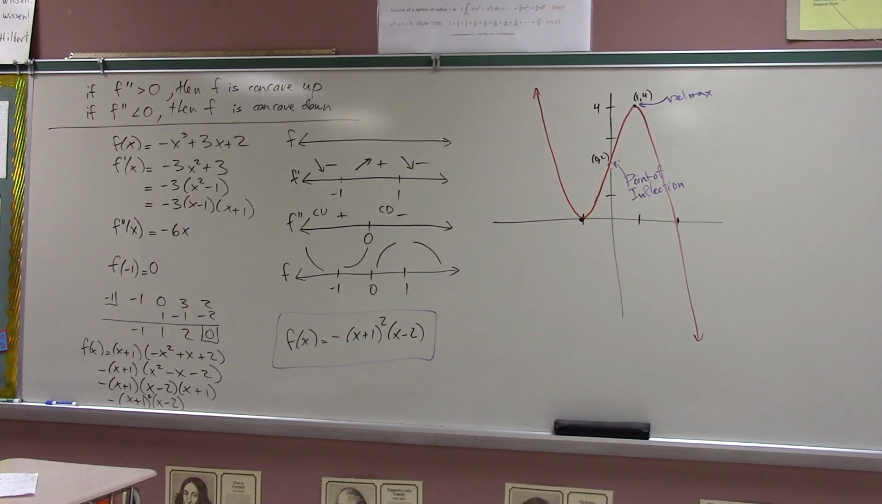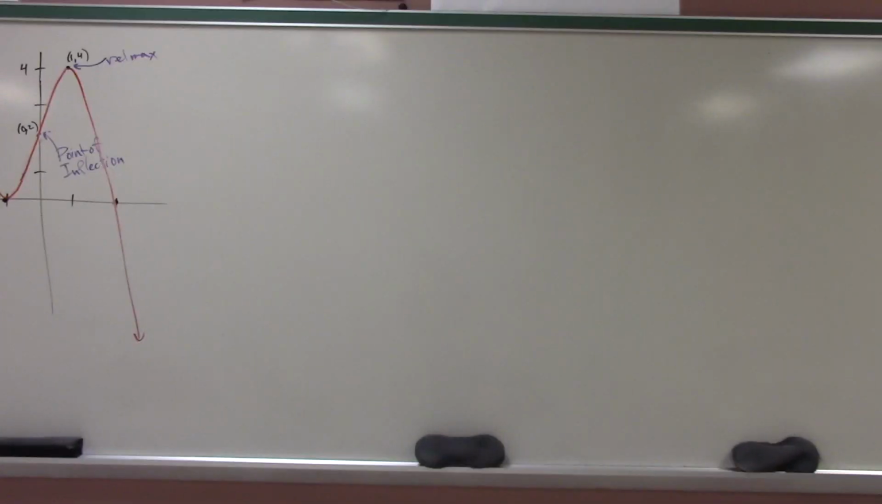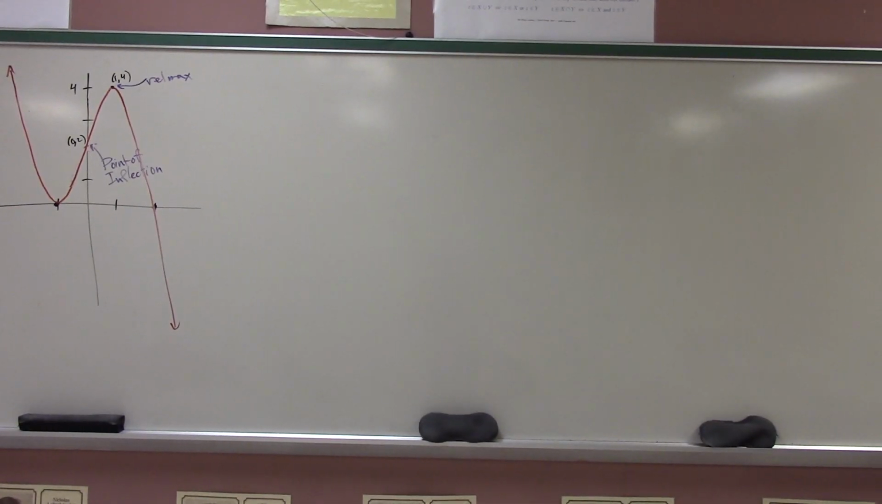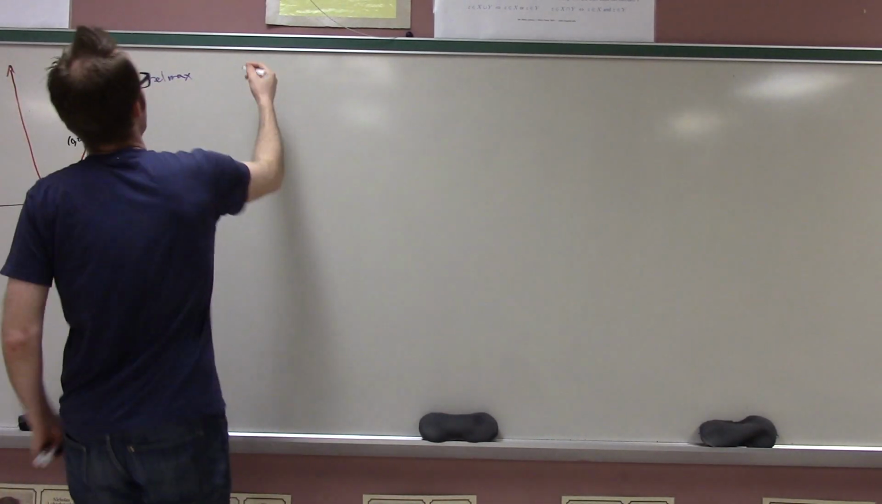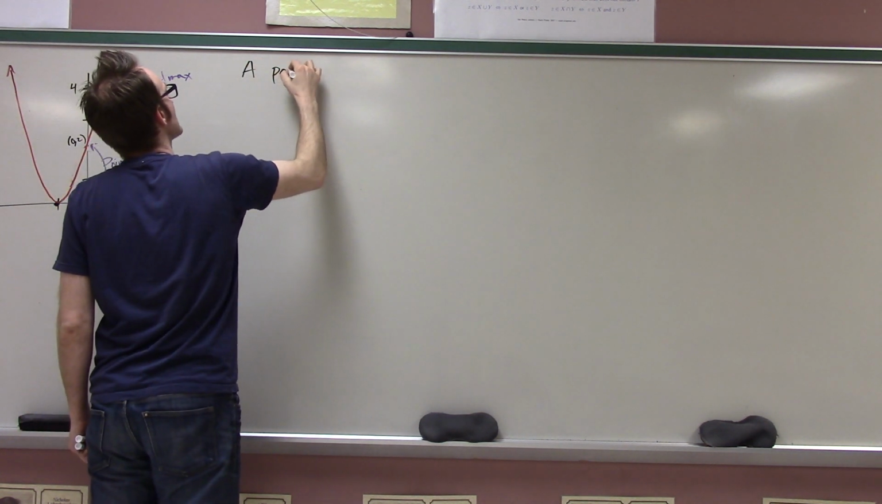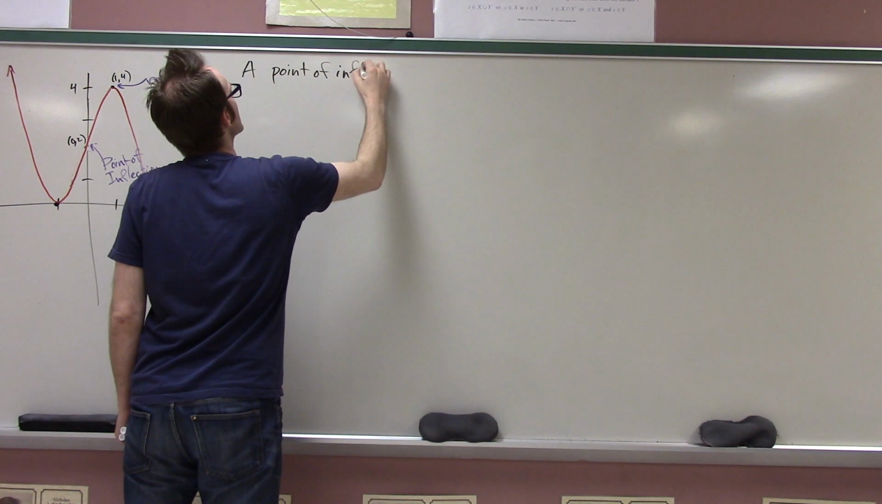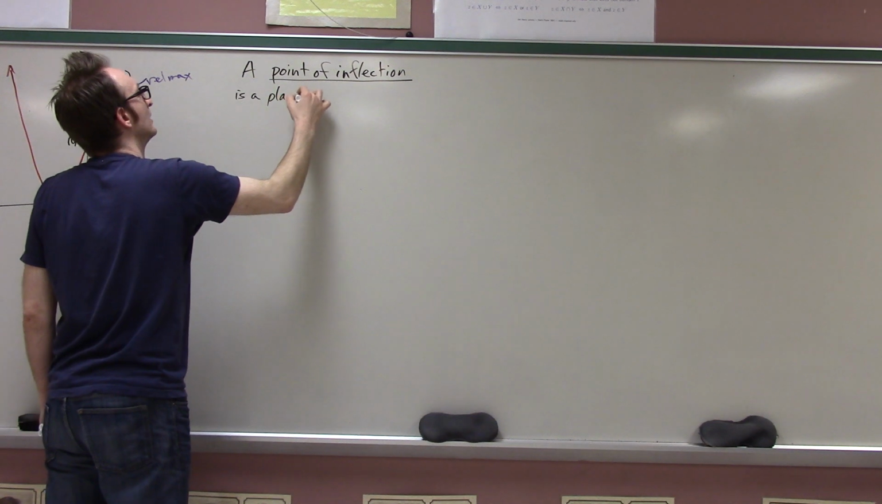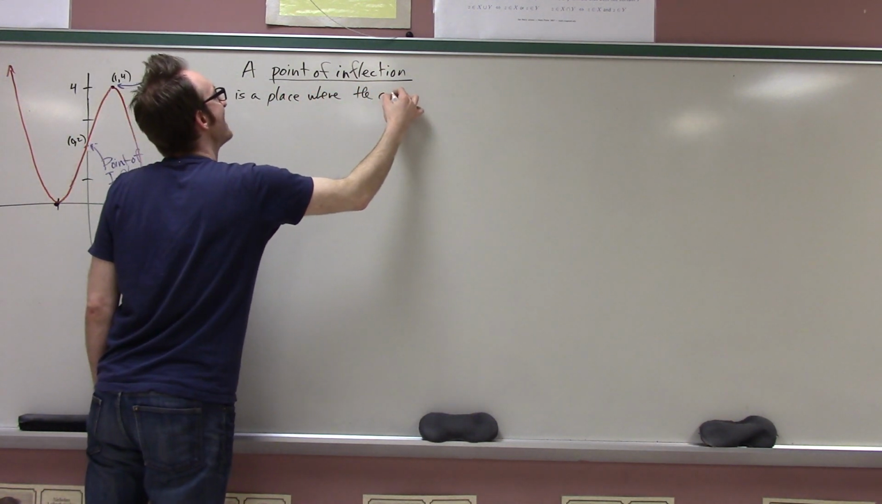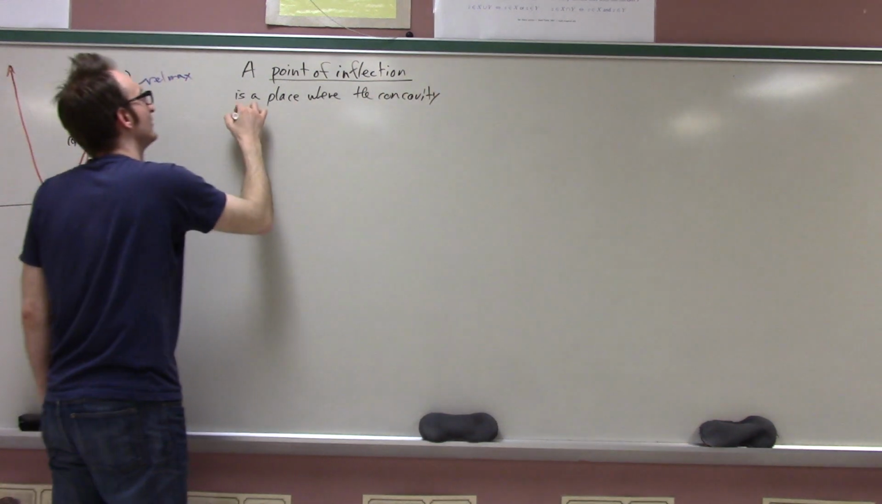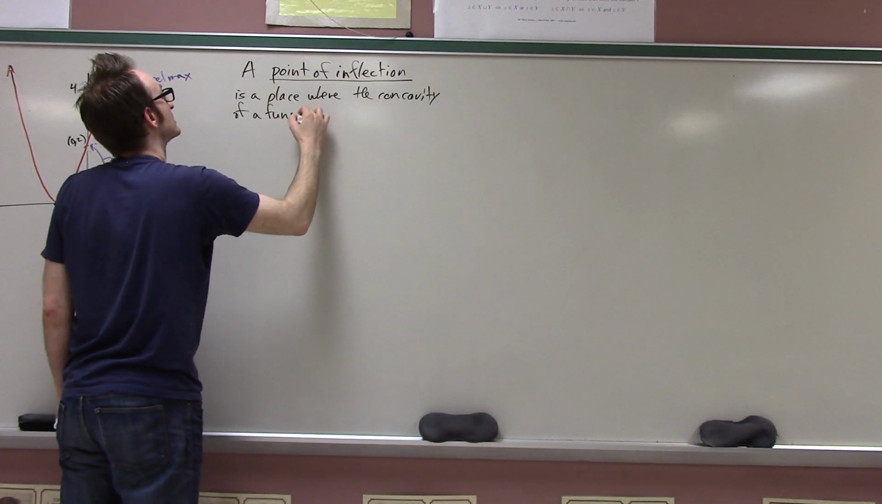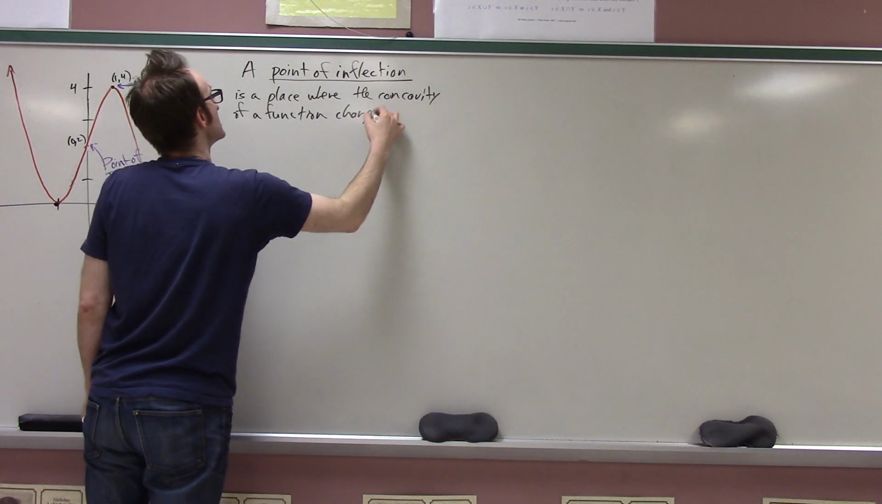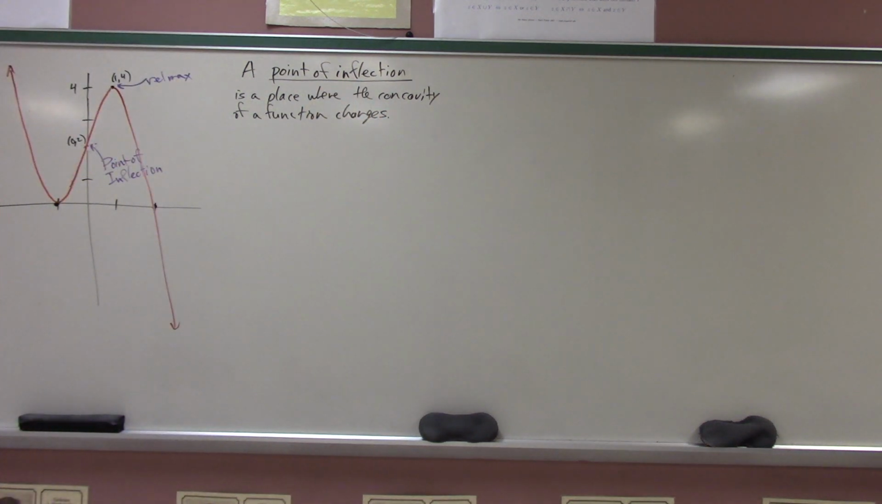All right. So let's just talk about this for just a few minutes. What is a point of inflection? A point of inflection is just a place where the concavity of a function changes. So it's either where it changes from being concave up to concave down, or concave down to concave up.